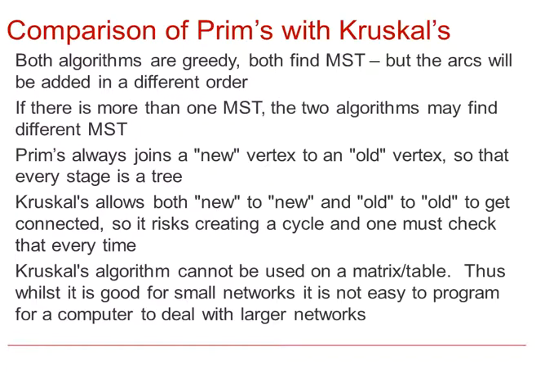If we are to compare Prim's and Kruskal's algorithms, although both algorithms are greedy and both find the minimum spanning tree, the arcs will often be added in a different order. If there is more than one MST, in other words we have more than one choice when choosing the arcs, the two algorithms may find different MSTs. Whilst Prim's always joins a new vertex to an old vertex so that every stage is a tree, Kruskal's allows both new to new and old to old to get connected, so it risks creating a cycle and one must check that every time.